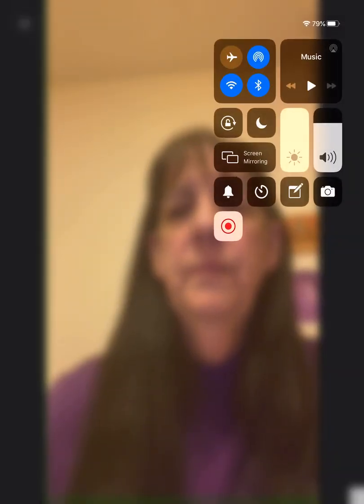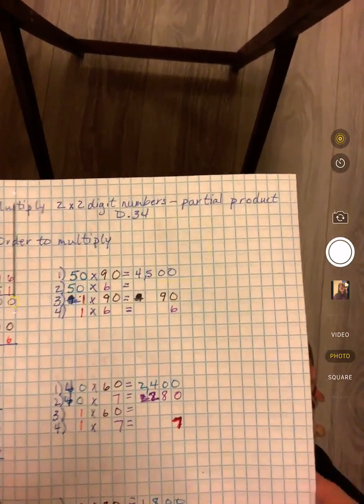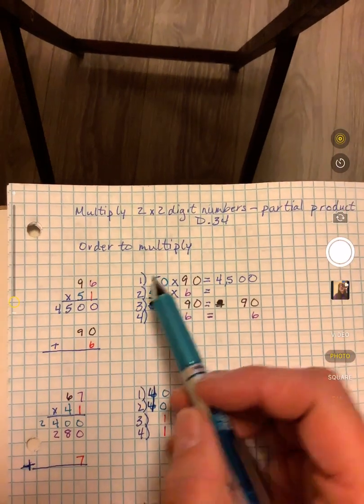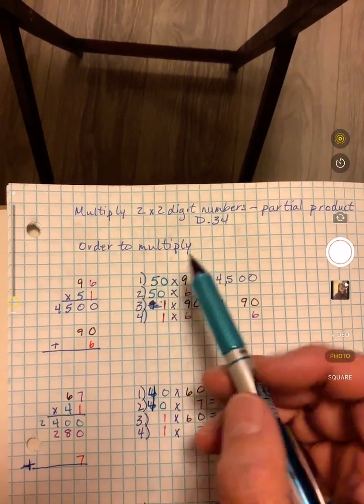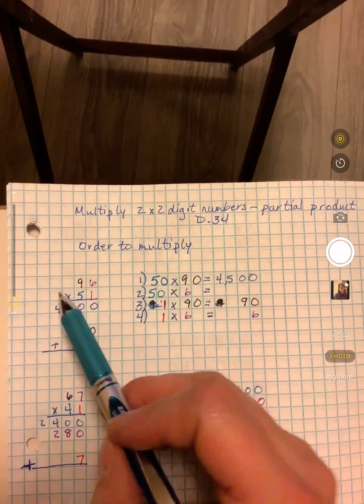Oh, I don't want to go there. So I will move my paper. Okay? So I did different colors. And unfortunately, I forgot to grab those pens, so I'm going to be just using this color, okay?